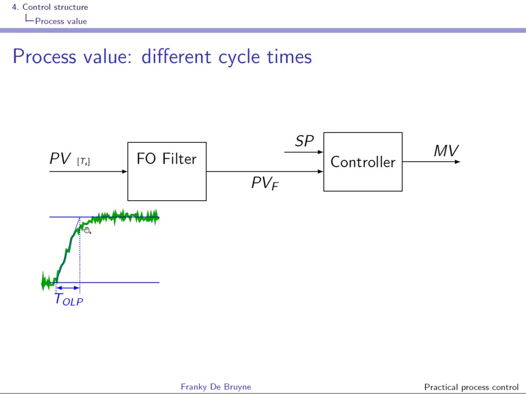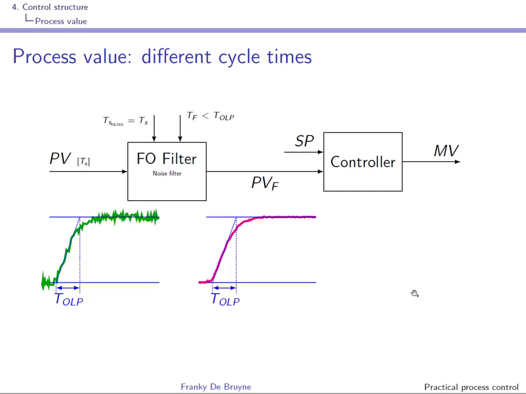Next, PV is influenced by noise, so what we do is use this first order filter to remove the noise. This filter will be running with a cycle time that is also TS, so the cycle time of the first order filter, the TS of the filter, is the TS that has been used to acquire PV, right? And the time constant is of course smaller than the open loop time constant of the process. The idea is that you remove the noise but that you leave the base signal intact. And if you do a good job, this is how the filtered PV should look.